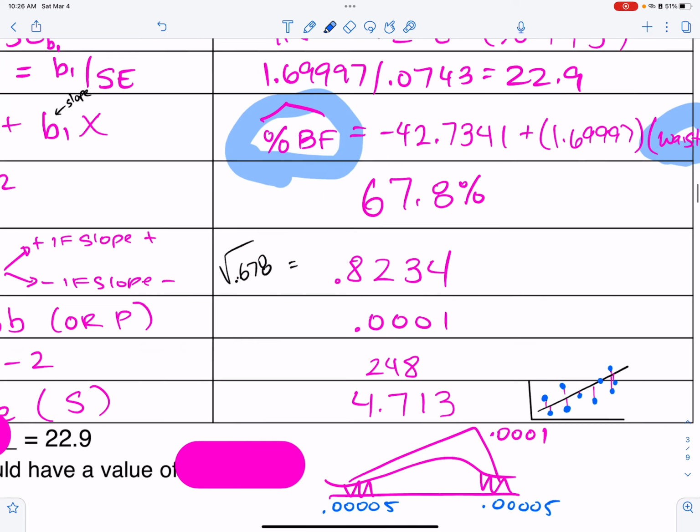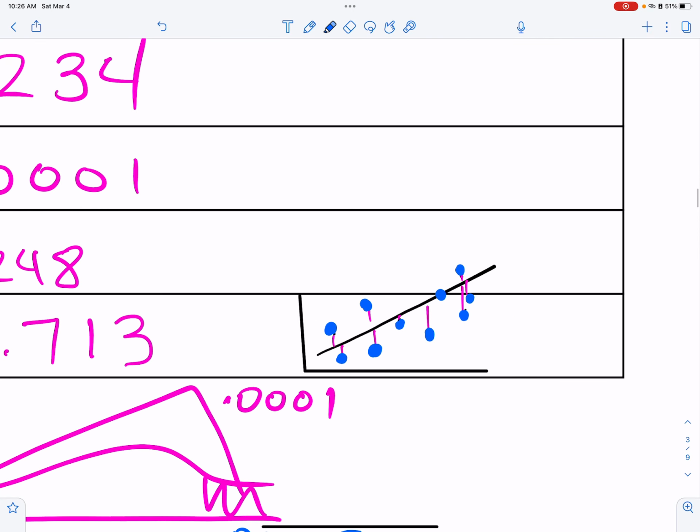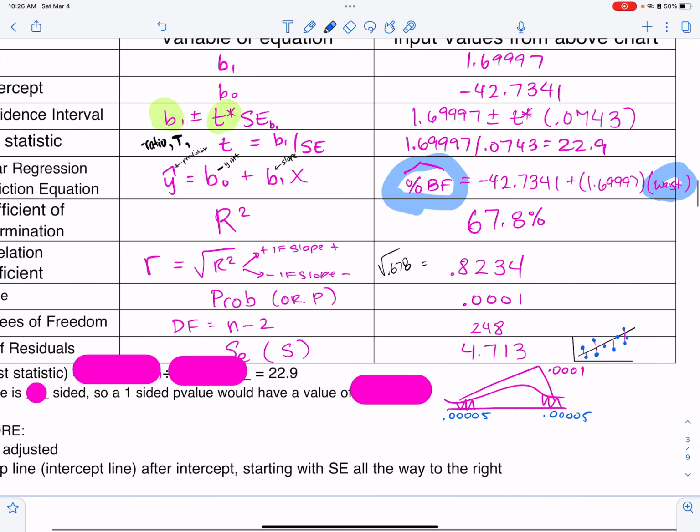And the standard deviation of residuals, remember, is this: if the blue dots are my actual data, the line is my linear regression line, and the pink lines are my residuals. The standard error of the residuals is the average length of those lines, the average error that those dots are from the regression line.